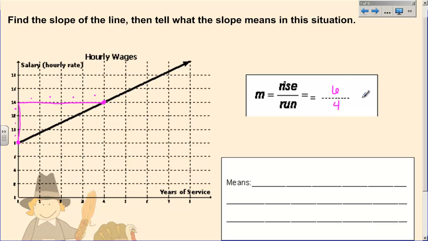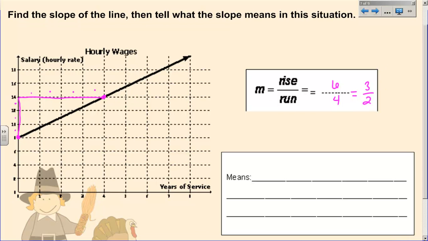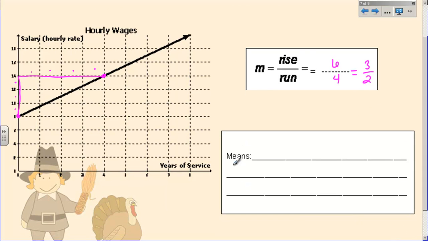This will simplify, however. 6 over 4 reduces to 3 over 2. Do not turn this into 1.5. Slope is a ratio, okay? That's what it is. 1.5 is not a ratio, it's a decimal. It is a ratio, so it needs to be written as a fraction. And an improper fraction is okay, mixed numbers or not. It has to be written as a ratio. And so we're going to talk about what this means.